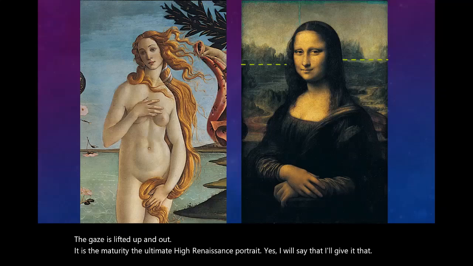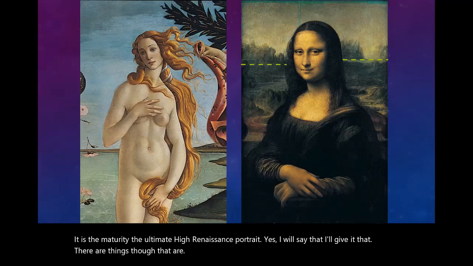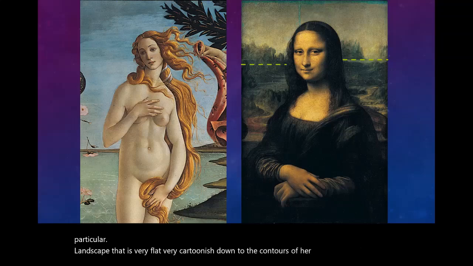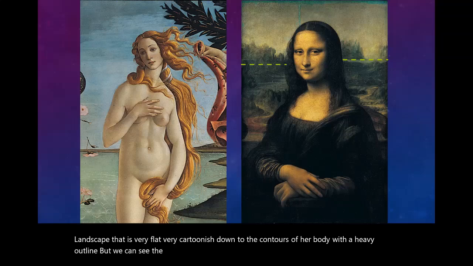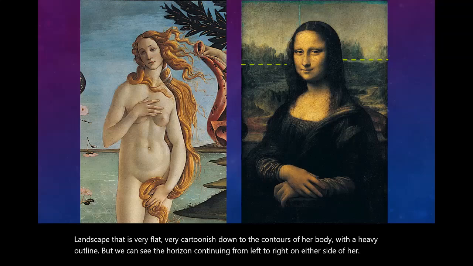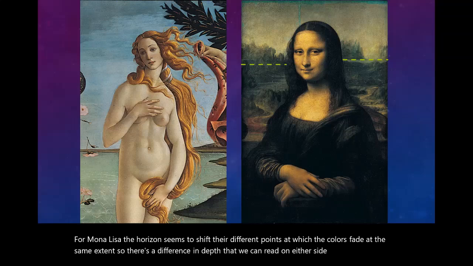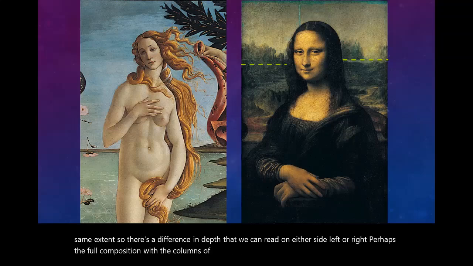There are things, though, that are imperfect, or you could say not paid so much attention to. If we look at Venus, who Botticelli places in a very particular landscape that is very flat, very cartoonish, down to the contours of her body with a heavy outline, we can see the horizon continuing from left to right on either side of her. For Mona Lisa, the horizon seems to shift. There are different points at which the colors fade at the same extent. So there's a difference in depth that we can read on either side, left or right. Perhaps the full composition with the columns of the loggia would have helped make sense of that. That is lost to history.